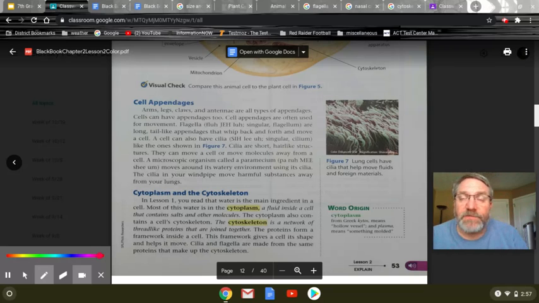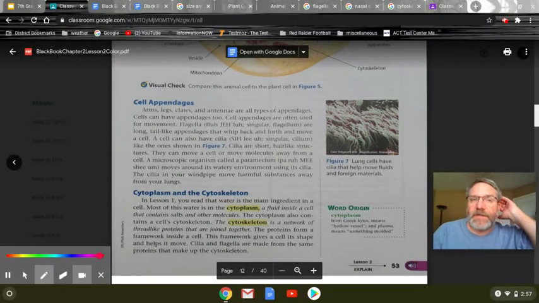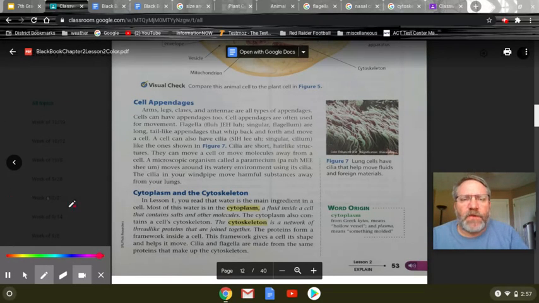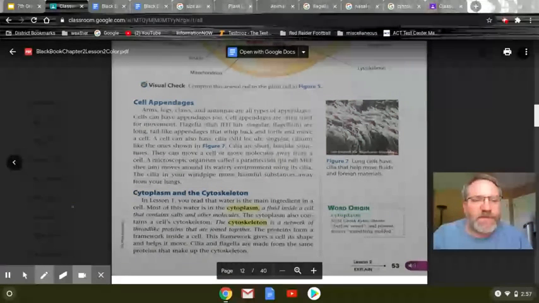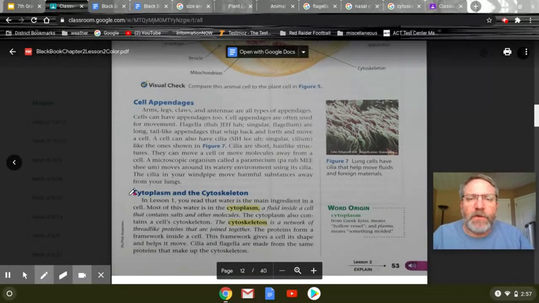Well, some cells have appendages. So what would that be? If you look right here, this is one of those hidden words you're going to have to pay attention to. It says arms and legs, claws, and antenna are all types of appendages. Cells can have appendages too. Cell appendages are often used for movement. Now, the third word you need to write down is flagella.